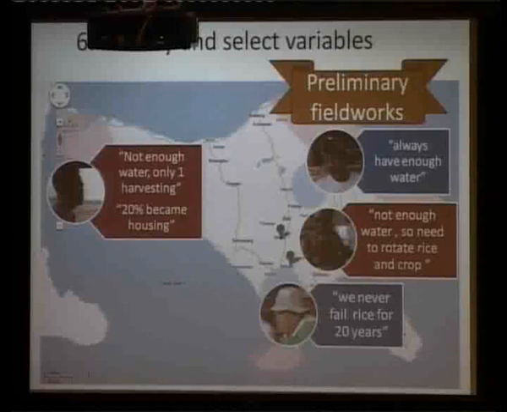one guy said, not enough water, only one harvesting a year. As I said, in Bali, it's normally 2 harvests a year or even more. Then some people said 20% become housing. And the other guy said, not enough water, so need to rotate rice and crop. So they cannot do rice anymore.